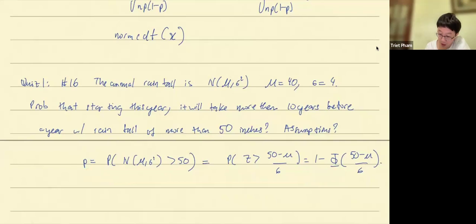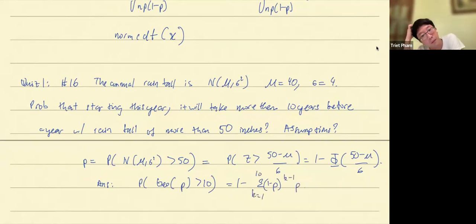Then the answer will be more than 10 years. Notice more than 10 years could be 11, 12, 13, whatever. So it's really the probability of a geometric with parameter p being bigger than 10. Meaning it's 1 minus the probability of anything that's less than 10, up to 10. Okay, any question?